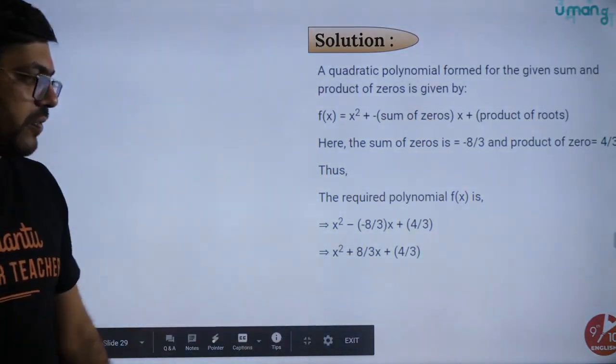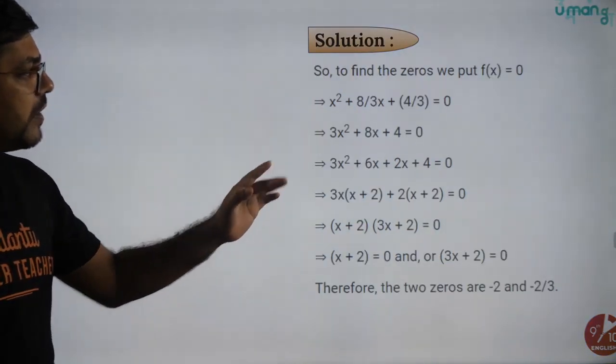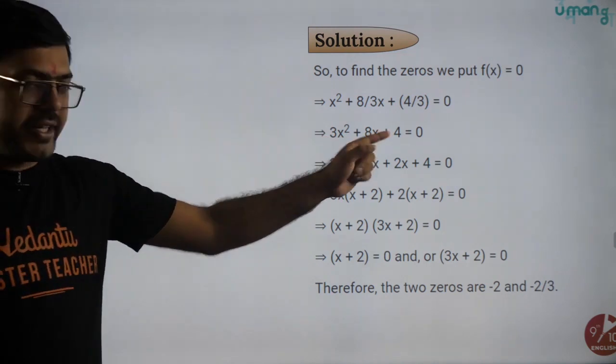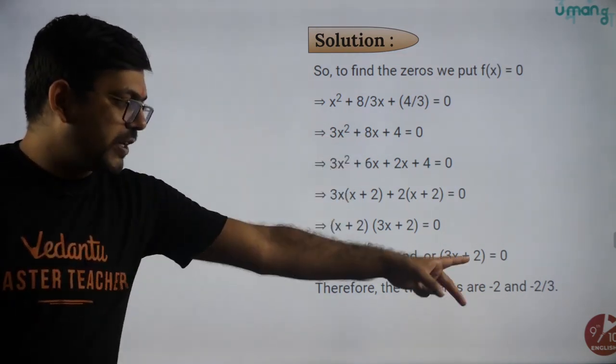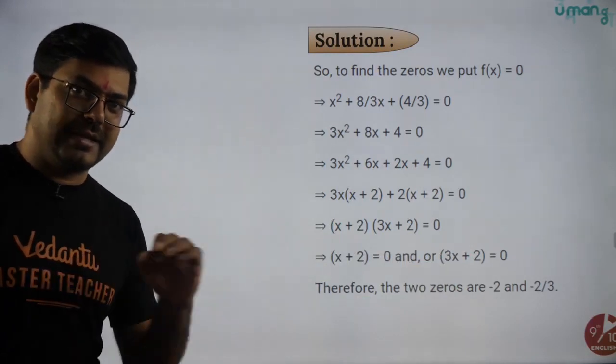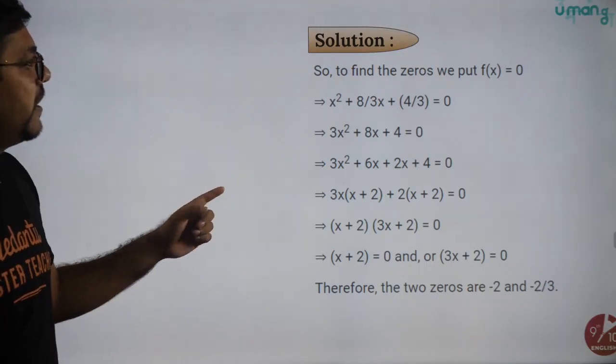x square plus 8 by 3 times x plus 4 by 3, the same equation which we got. Thereafter solving 3x square plus 8x plus 4, solving them, x plus 2 into 3x plus 2, we get minus 2 and minus 2 by 3. Exactly the same. Okay? Let's move on. Next question. Here we move on to the next.